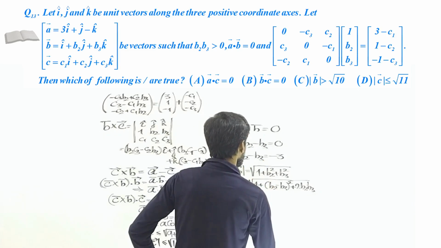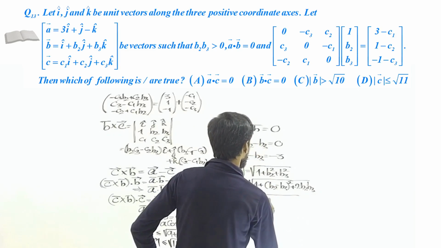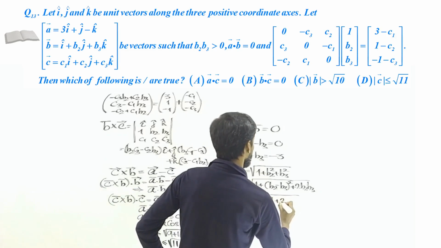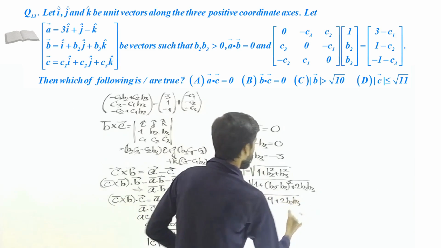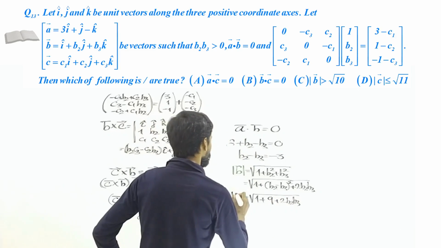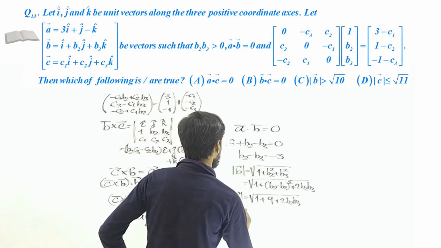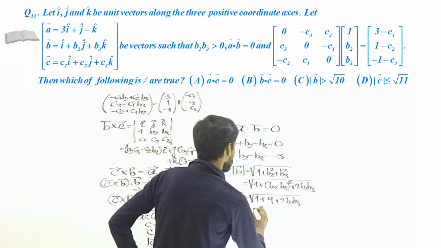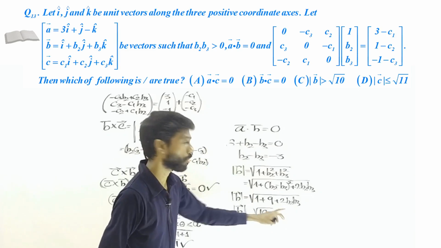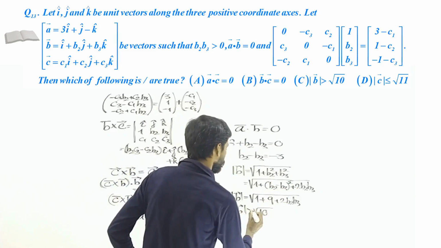So this equals the square root of 1 plus, this is minus 3 square, so that is 9, plus 2 B2 B3. But B2 B3 is always greater than 0, so this value is positive. So the magnitude of B can be written as root of 9 plus 1, that is root 10, but this value is greater than 0, which means the whole value is greater than root 10, correct?